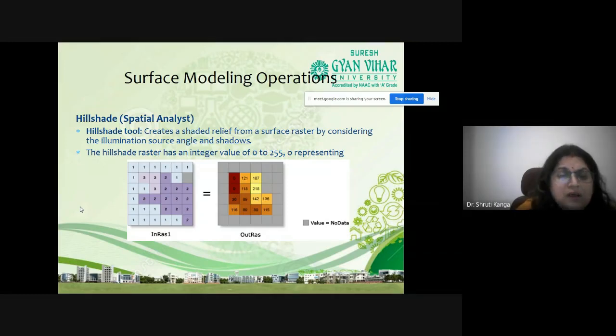Then we have Hillshade. Hillshade is a tool which creates a shaded relief from the surface raster by considering the illumination source angle and shadows. So where there is direct sunlight and where there is a shadowed area, we can carry out this analysis with the help of the spatial analysis function under Hillshade, where we can create a shaded relief and show the areas considered with the illumination source angle and the shadows. Now the Hillshade raster has integer values which vary from 0 to 255. 0 represents no data.